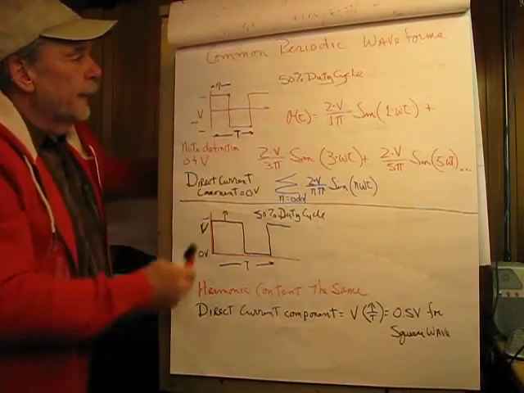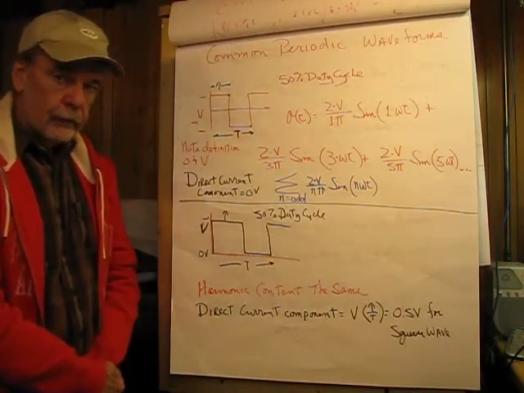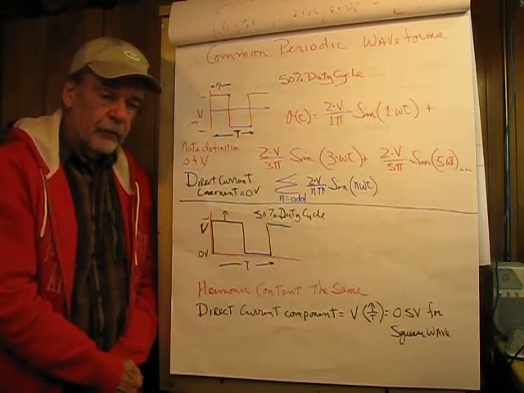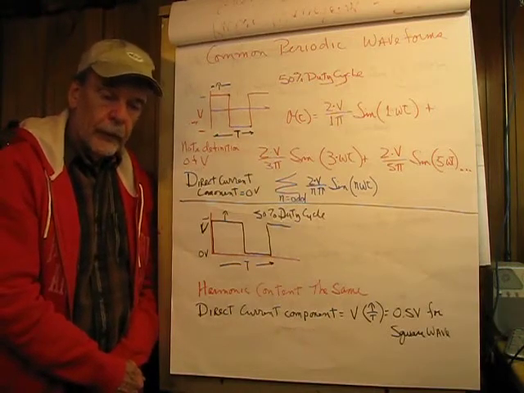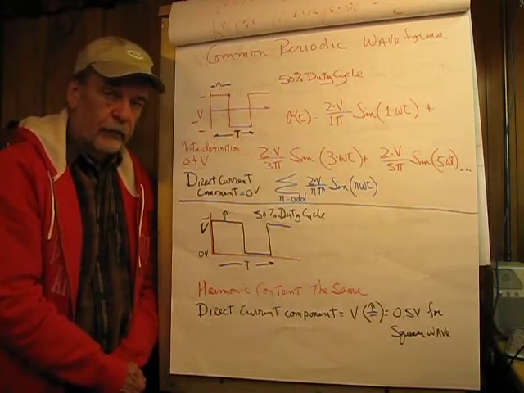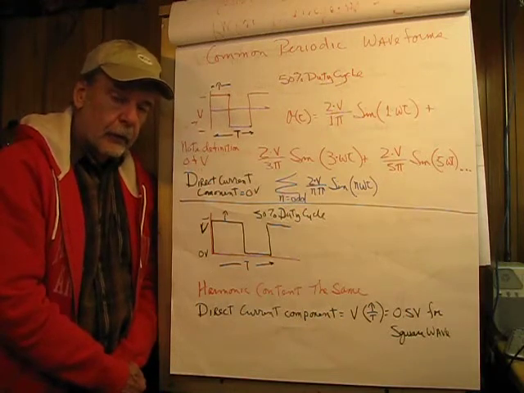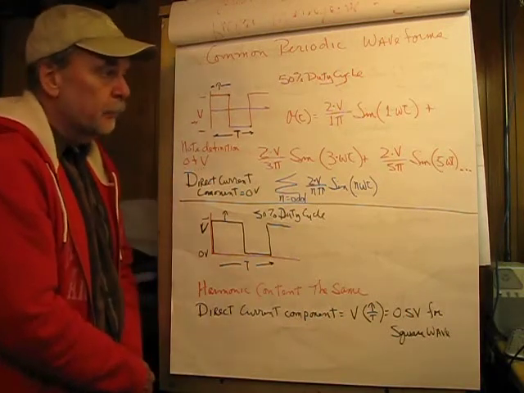So we're going to look at a common periodic waveform here, and we're going to start with a square wave, and there's nothing unique about this. It's a 50% duty cycle rectangular pulse. It's called a square wave because of the 50%. It's very common. It's used a lot in clock signals and things like that.